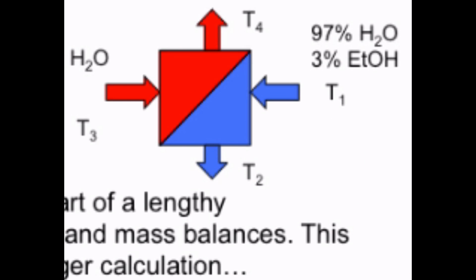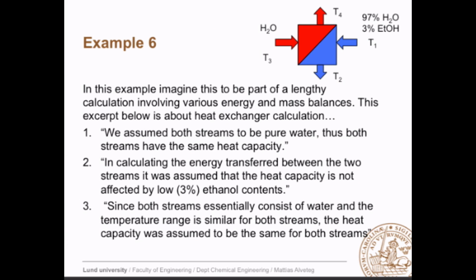Example 6. In this example, imagine this to be part of a lengthy calculation involving various energy and mass balances. This excerpt below is about heat exchanger calculation. Alternative 1. We assumed both streams to be pure water, thus both streams have the same heat capacity.